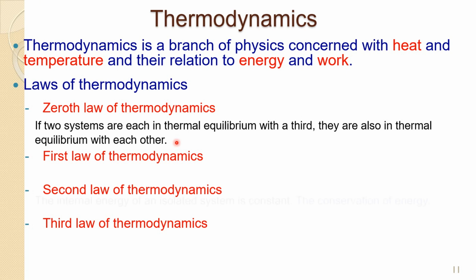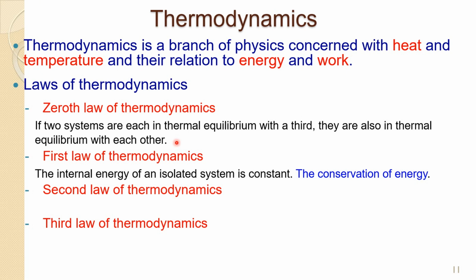What's the first law of thermodynamics? The first law of thermodynamics is the conservation of energy. Energy input needs to be equal to energy output. Okay? The internal energy of an isolated system is constant. So if you have a system, the energy is conserved. So this is the first law of thermodynamics. We have more explanation for this.